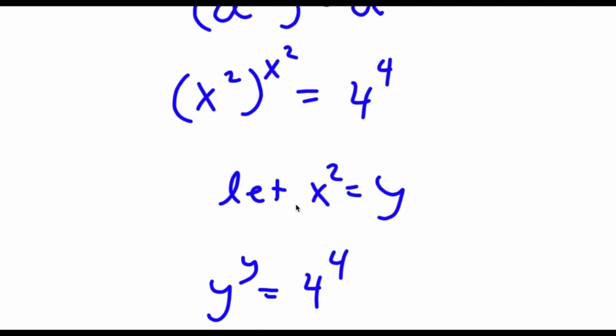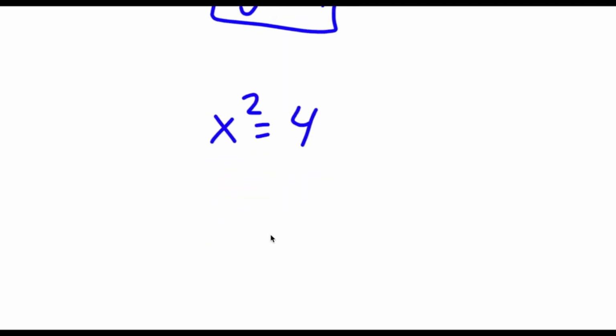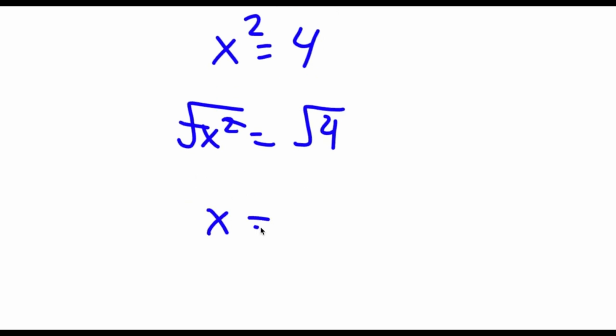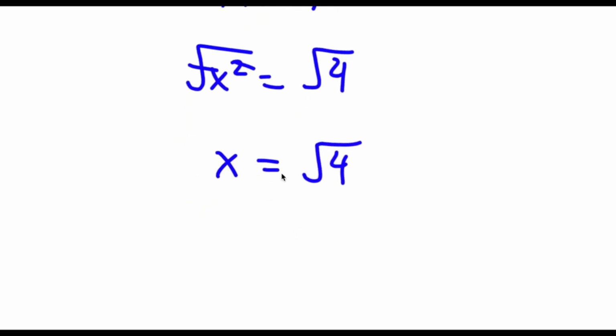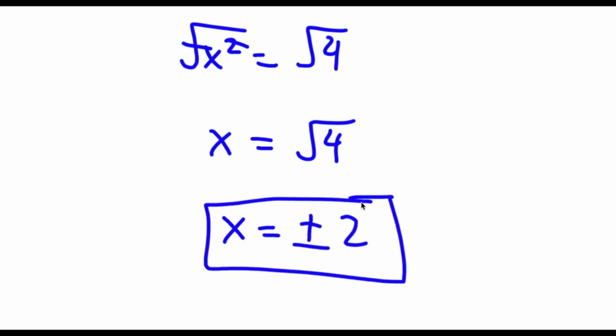Now remember how we set x to the power of 2 equal y. So now I have x to the power of 2 is equal to 4. So to solve this, all I have to do is simply take the square root on both sides. So these two cancel out. Now I'm left with x is equal to square root of 4. Now the square root of 4 has two solutions. I have positive or negative 2. So these are my two solutions to this problem.